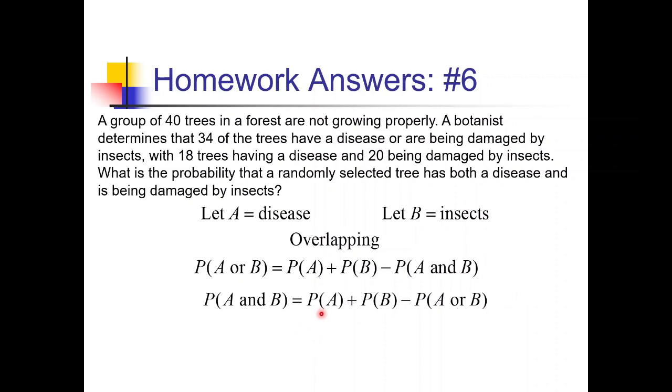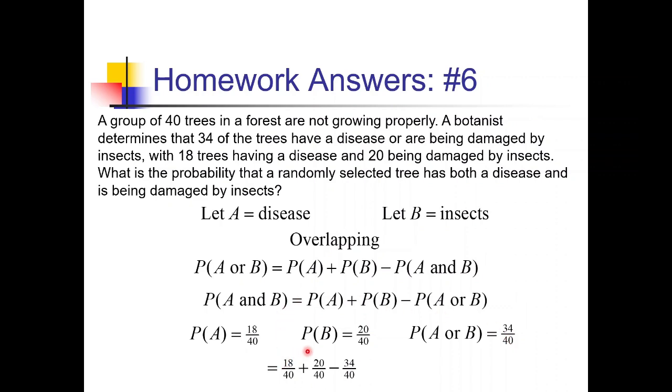So P of A, that was the probability of having the disease. They said 18 trees have the disease out of 40, so 18 out of 40. P of B, the insects, that was 20 out of 40. And we're really going to resist the temptation to reduce this to 1/2, because then we'll just have to unreduce it later to add the fractions. Now P of A or B, they said that 34 trees had the disease or the insects, so 34 out of 40. Putting all this together, we have 18 plus 20 minus 34. That's 38 minus 34, which is 4, so 4 out of 40, which I can now reduce to 1 out of 10.